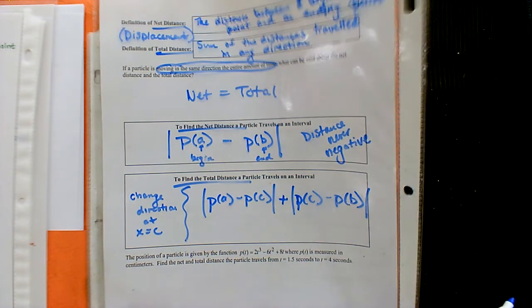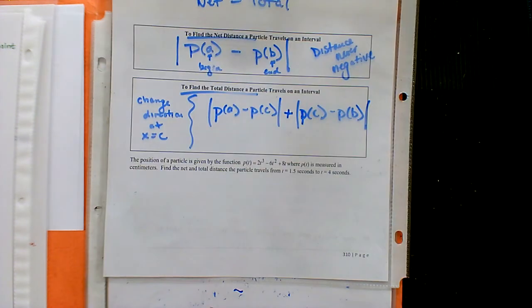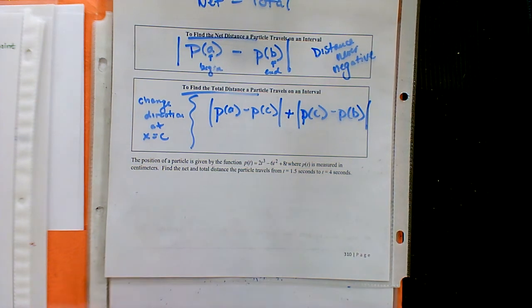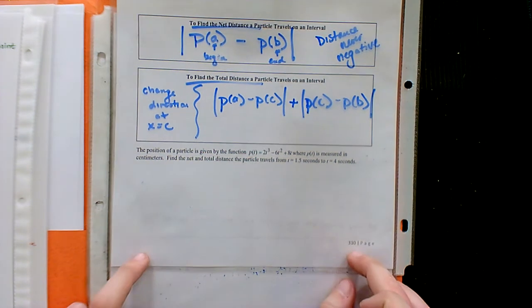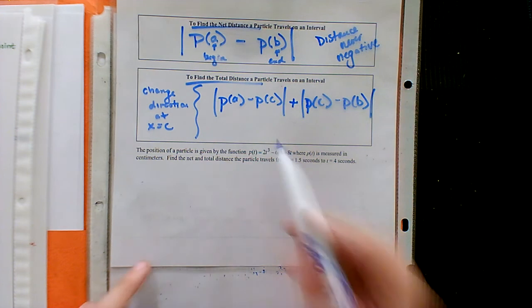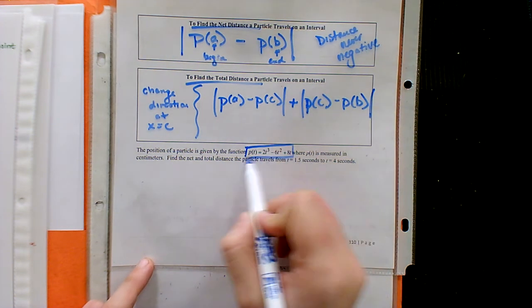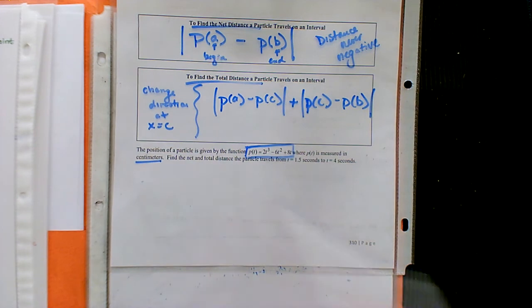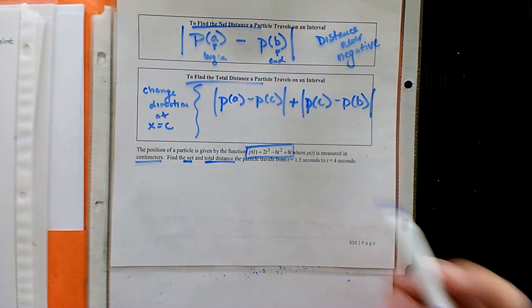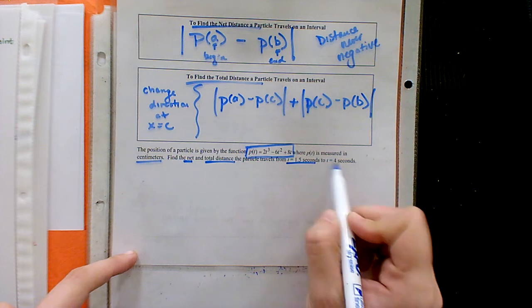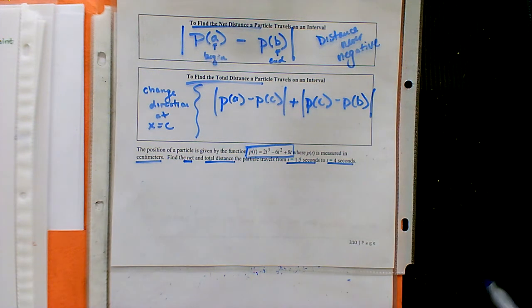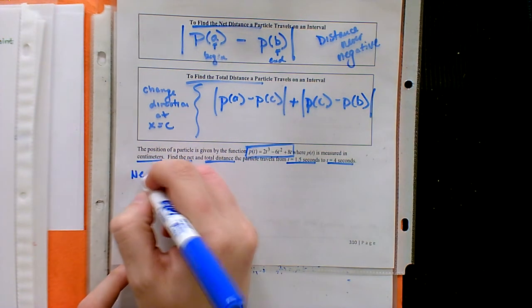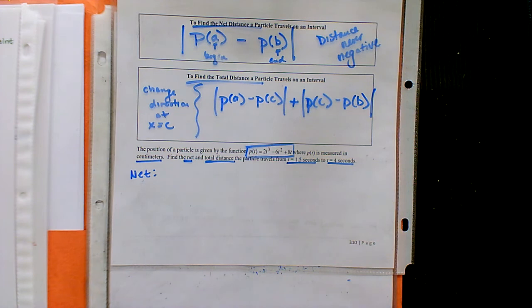Okay, so we're just going to take a look at some examples and get used to the wording, like are they asking us about net, are they asking us about total distance, and how we can do those calculations. All right, so the position of a particle is given by this function. Okay, so we have position measured in centimeters. Find the net and total distance, so we're actually going to do both, that the particle travels from 1.5 to 4 seconds. Okay, maybe we'll try net first, aka displacement.